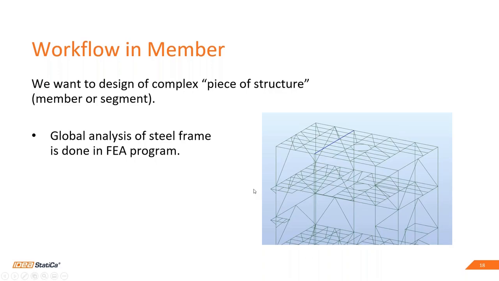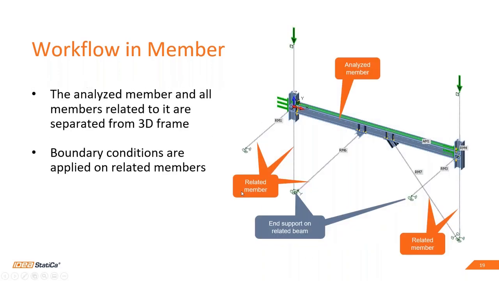So we take this structural member from the global model, we cut it and model it within IDEA StatiCa Member together with the related members. The related members are marked as 1D elements in this figure. On these related members, we apply the corresponding boundary conditions so that the piece of the structure behaves in the same way as it would in the global model.